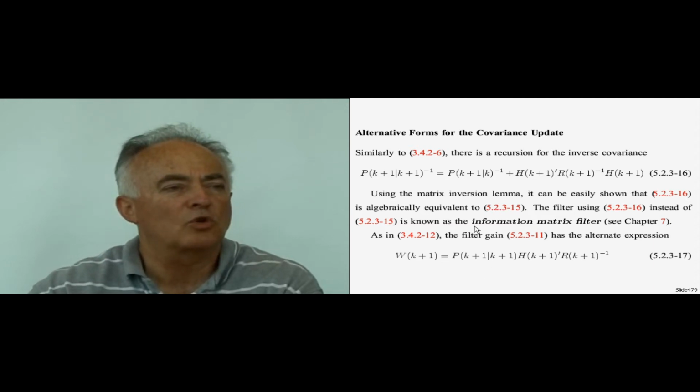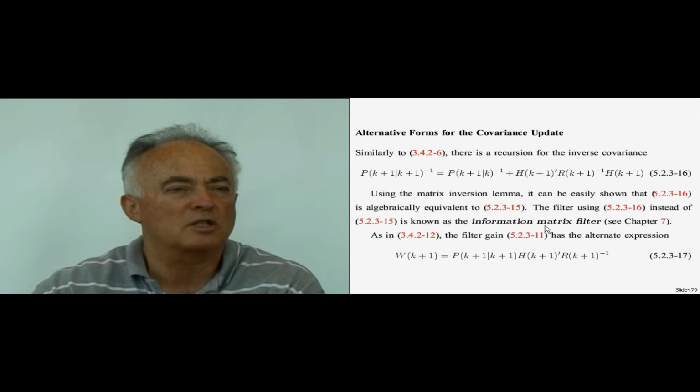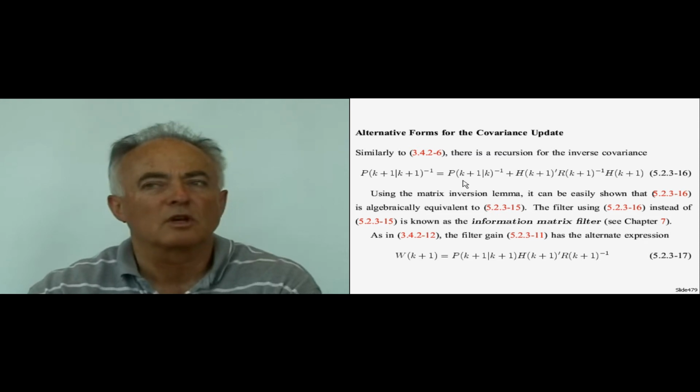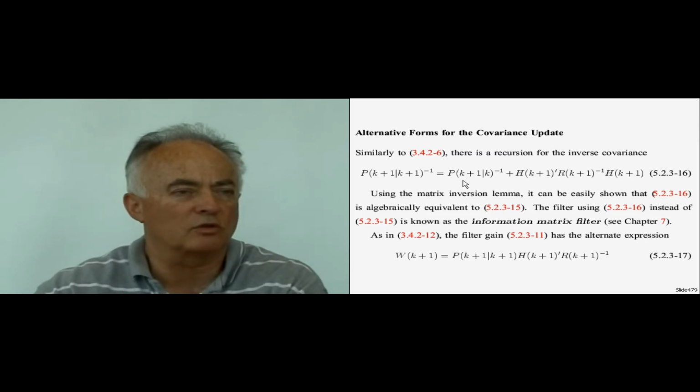There is a so-called information matrix form which is covered in the text in chapter 7, which deals with this. In some cases it is advantageous.